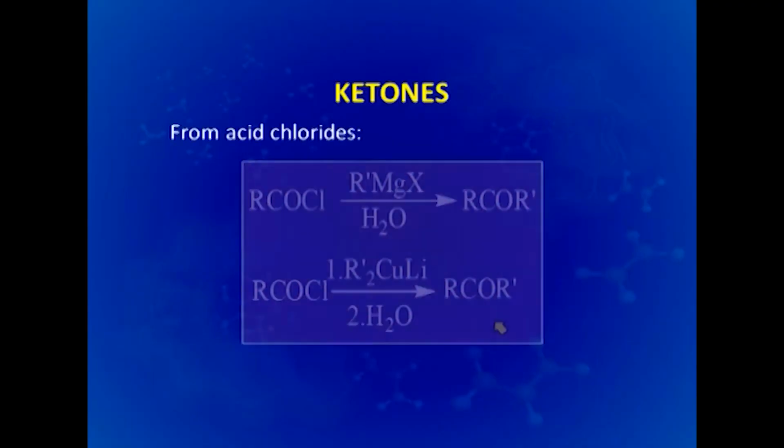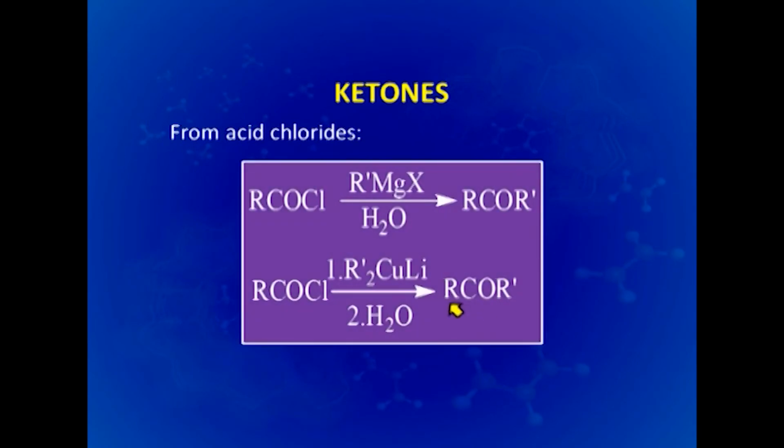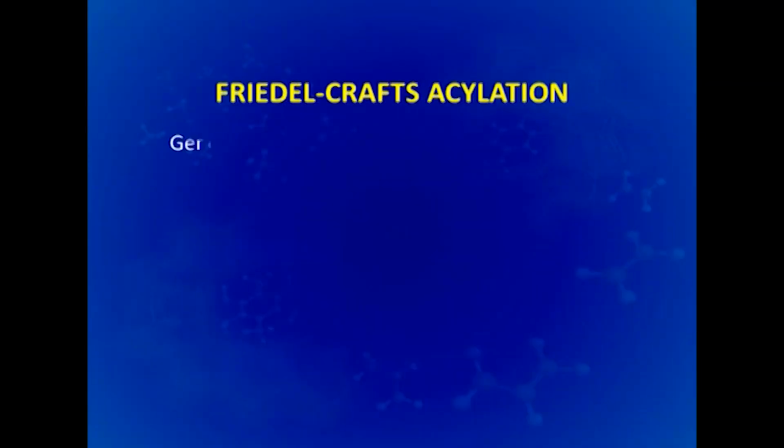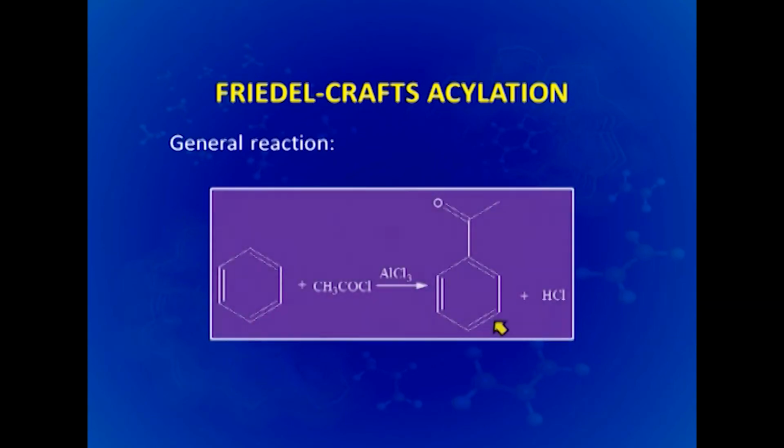And the next preparation is ketones from acid chlorides. Acid chlorides on reaction with a Grignard reagent, that is RMgX, followed by protonation give rise to a ketone. And the next one is from the acyl chloride, which on treatment with dialkyl lithium cuprate, followed by the addition of water, gives rise to ketones. And the next most important as well as interesting synthesis of ketones is Friedel-Crafts acylation. Normally Friedel-Crafts acylation is used to synthesize aromatic carbonyl compounds.